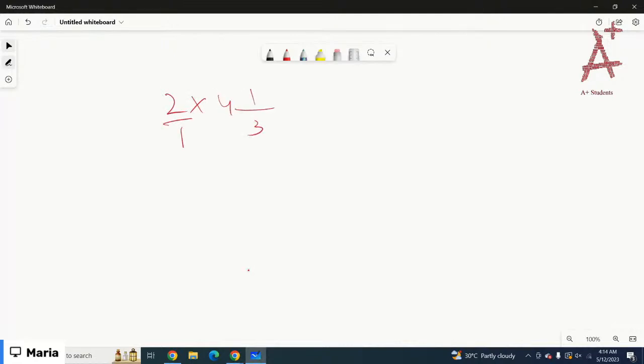So the denominator is 1. It would be 2 over 1 times 3 times 4 plus 1 over 3. It would be 2 over 1 times 4 times 3 is 12 and 1, 13 over 3. Got it? Just multiply all the numerators and all the denominators.